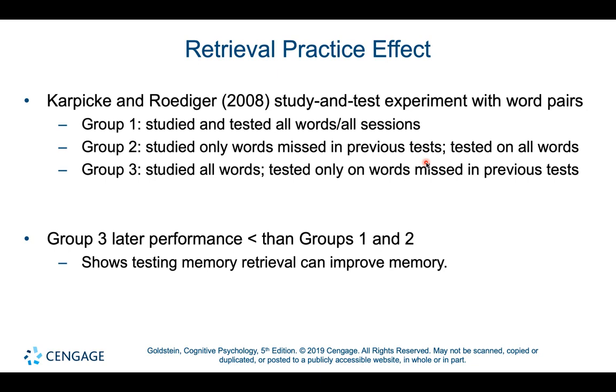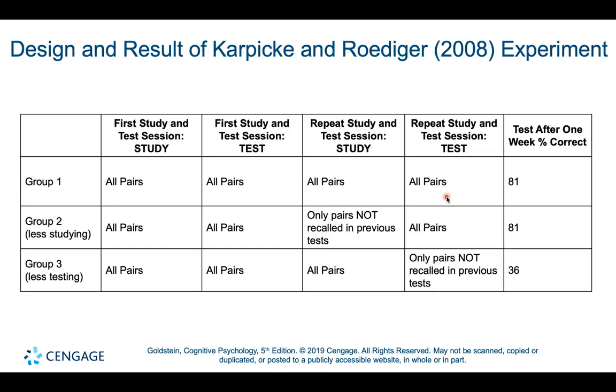That act of retrieval, rather than just passively reading the information in front of you, actually helps solidify the memory. And so we see that groups 1 and 2 in this example, who engaged in testing of all words, have much better performance than group 3, which studied all words but only tested words that they missed. So there's a lot of information here.